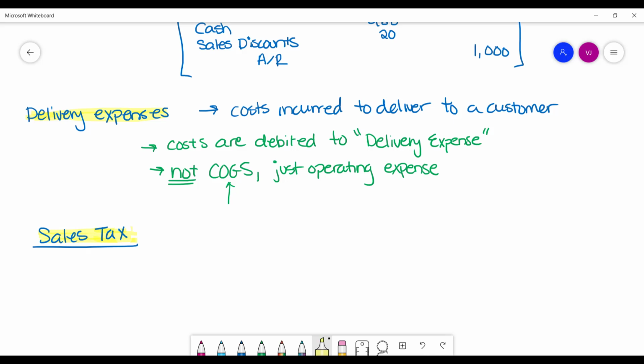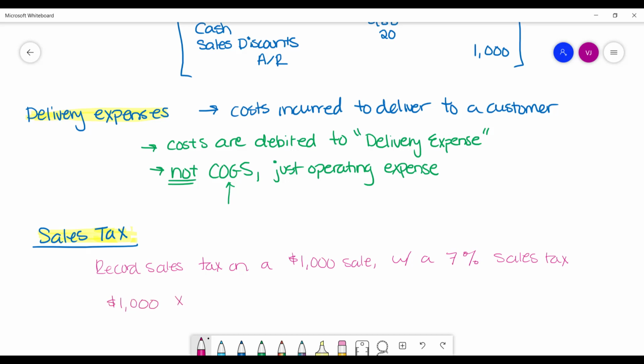So let's take a look. Let's record sales tax on a $1,000 sale with a 7% sales tax. So what would that look like? How are we going to account for that on the books? Well, if you're making a sale of $1,000, then the customer has to pay 7% of that $1,000 in taxes. 7% of $1,000, that's $70 just in sales tax.